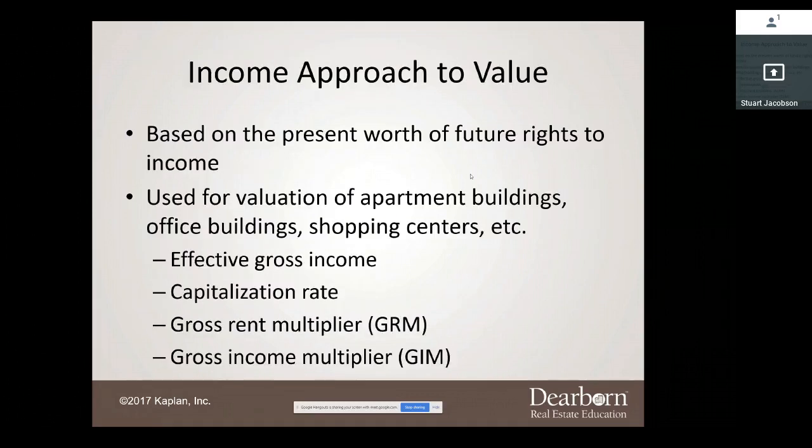The last one is called the income approach to value. So what is this used for? This is used for apartment buildings, office buildings, shopping centers, things of that nature. So what does it do? It takes your gross rent multiplier, okay? The gross rent multiplier, or even the gross income multiplier, are two numbers that represent a correlation between the value and the rent of similar sold properties.